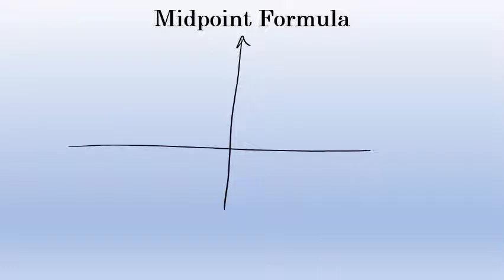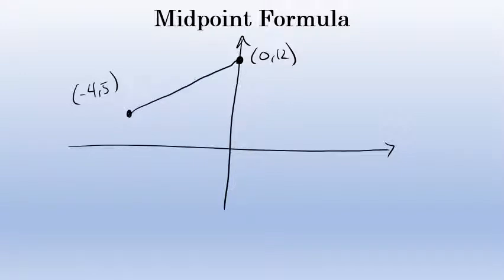The midpoint formula provides a way to find the exact middle point between two given points. For example, I'm going to draw on a coordinate plane, not to scale, two points: (0, 12) and (-4, 5). If I wanted to find the exact middle point of this line segment, I could use the midpoint formula.